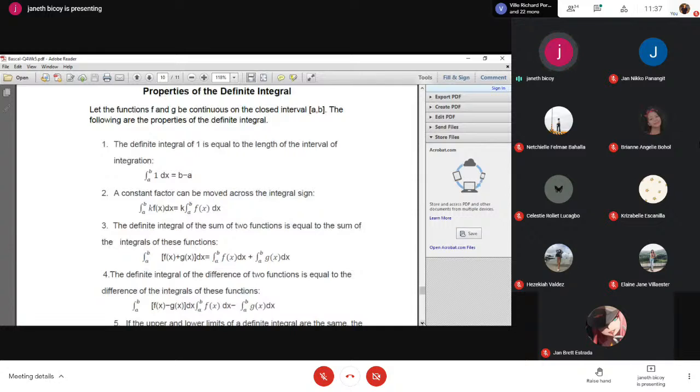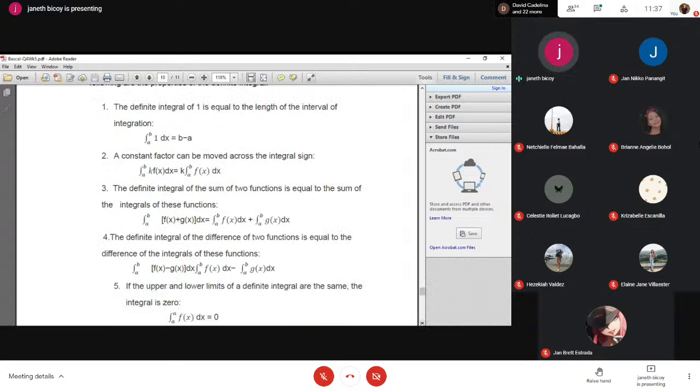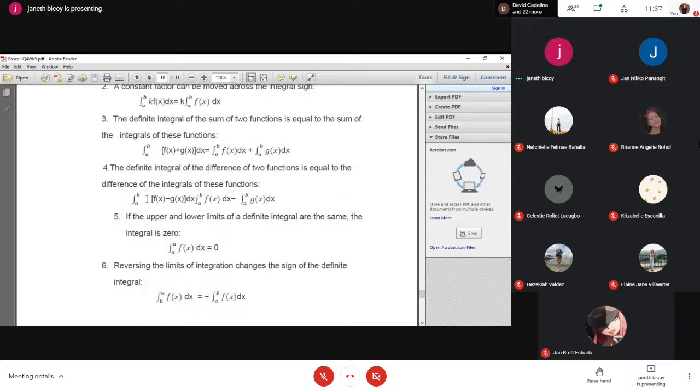Okay, properties of definite integral. If we have properties for the indefinite integral, or the antiderivative, we also have properties for the definite integral. The integral of 1 dx from a to b is just equal to b minus a. Second is the constant factor, very common. The integral of the sum will just be equal to the sum of the integrals. The integral of the difference will just be equal to the difference of the integrals. If the upper and the lower limits are the same, the result is zero.